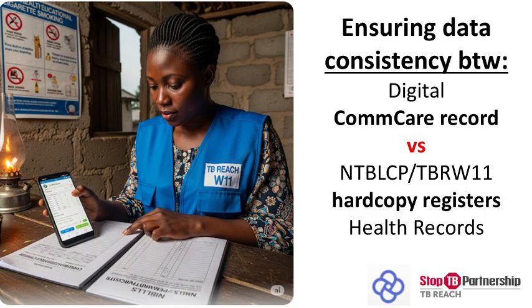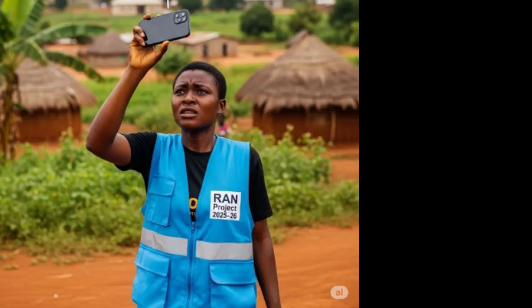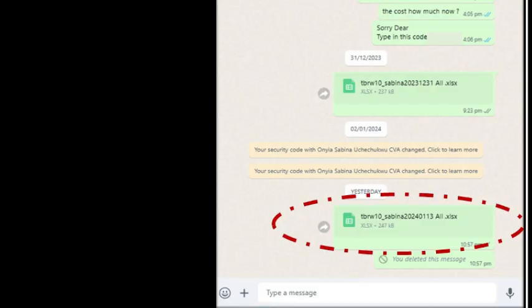The core problem, a key challenge identified, is ensuring data consistency between the mobile ComCare digital records and the physical NTBLCP/TBRW11 registers. Discrepancies between the two hinder effective reporting, program monitoring, and overall management. This inconsistency not only impacts the TB program and Red Aid Nigeria but also reflects poorly on community health workers and screening officers. The solution: the Excel feedback template.